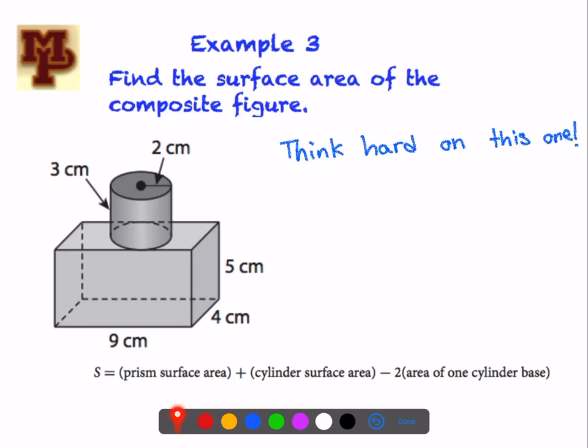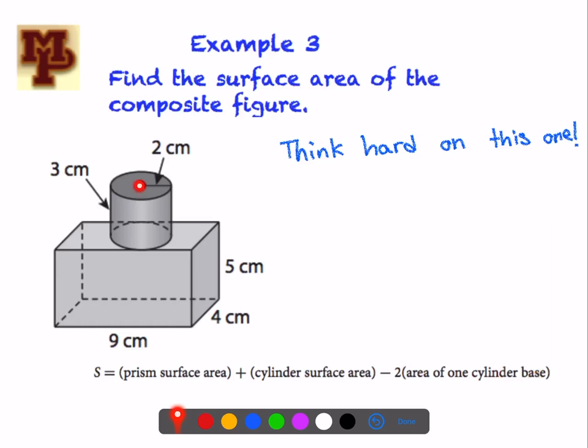So, surface area is equal to the prism surface area. This is a composite figure, 2 or more figures put together. We're just attaching the cylinder on top of this rectangular prism. So I have surface area is equal to the prism surface area, the surface area of this prism here, plus the cylinder surface area, so this whole cylinder here, minus 2 times the area of one cylinder base.